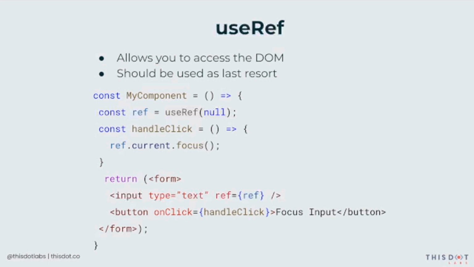My component uses a ref. And useRef always starts out with a nil value, so you have to pass that as the initial state. Then we make a handle click function, an event handler. And in this case, we want to put that on the input. And we do this because we want to change or to focus that input element as soon as someone clicks on the button we also rendered.